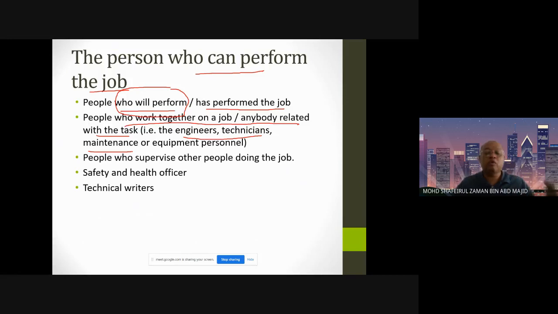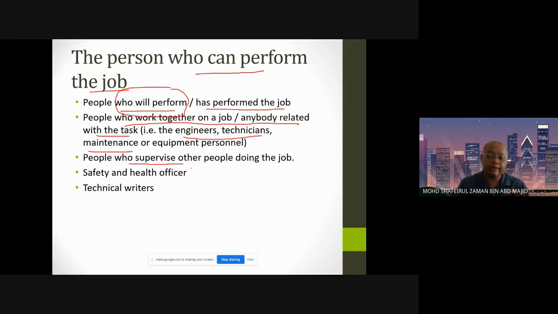Even though in the group you have different types of people working together with you, the SOP can be used for each and every one of them. The SOP is also for those who will be supervising other people doing the job. Let's say you have been promoted as the senior engineer, for example, and you want to check whether the junior engineer is doing their job accordingly by referring to the SOP.